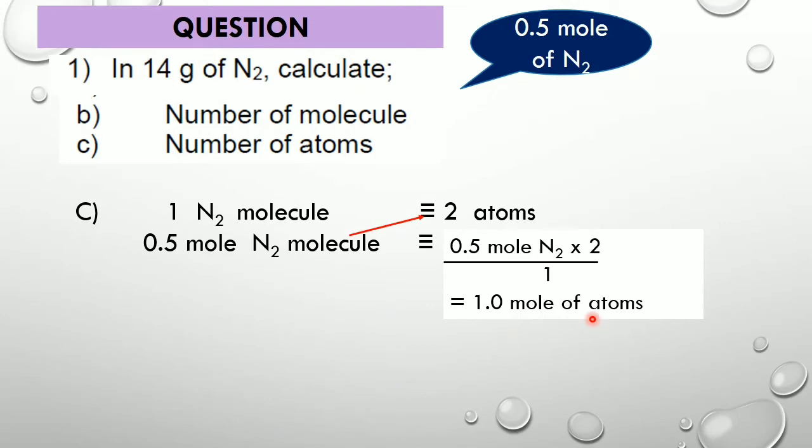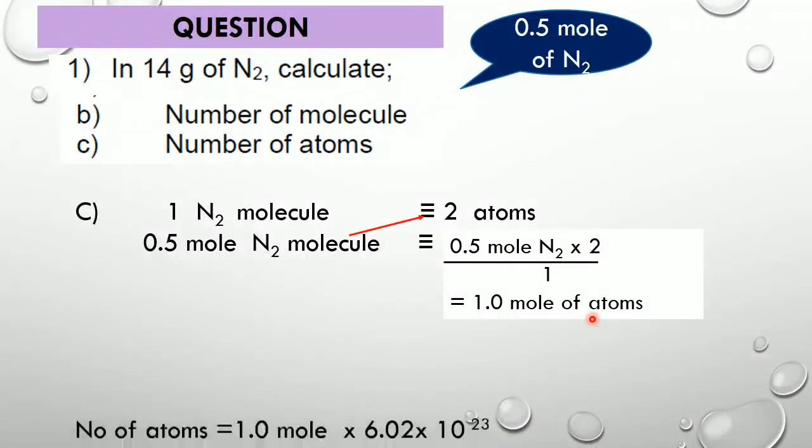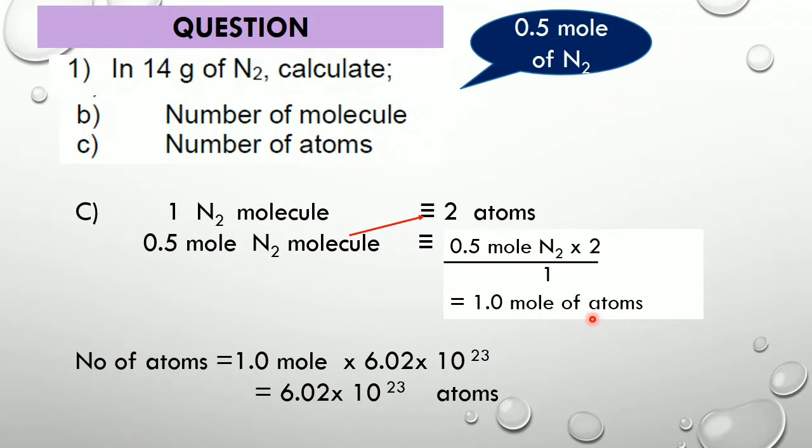So the number of mole of atoms multiplied by Avogadro number, so we can get the number of atoms is 6.02 times 10 to the power of 23.